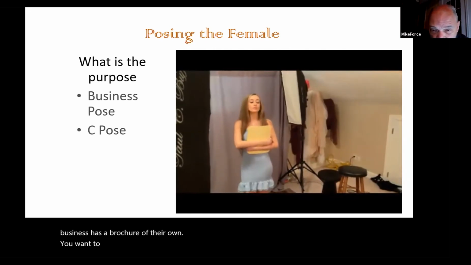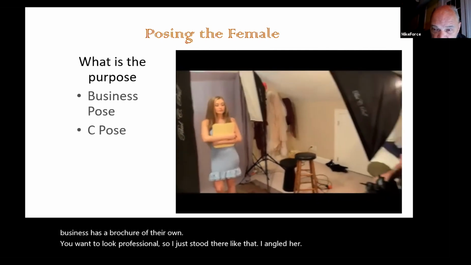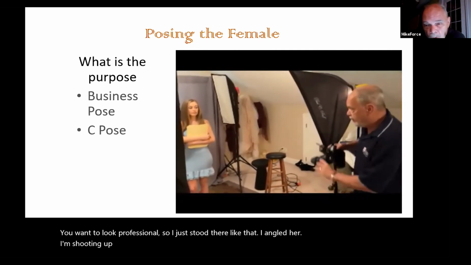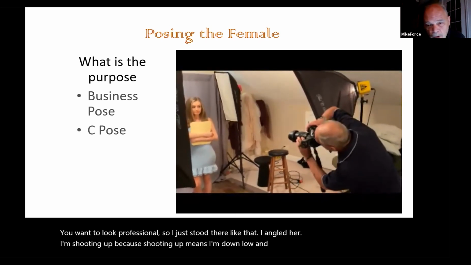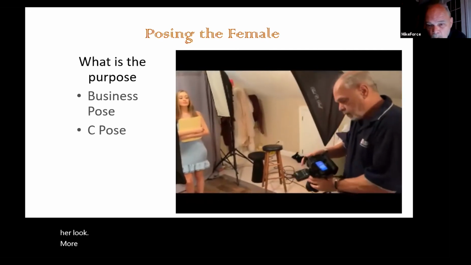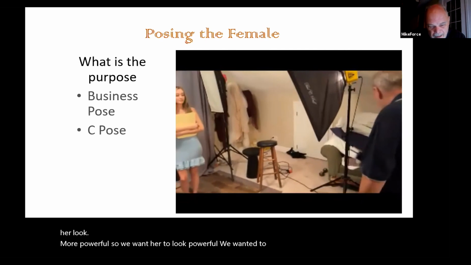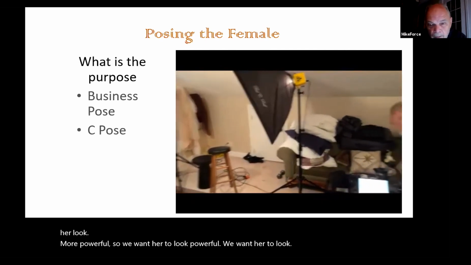So I just stood her like that. I angled her. I'm shooting up because shooting up means I'm down low and I'm shooting up at her. It makes her look more powerful. So we want her to look powerful. We want her to look like a realtor.